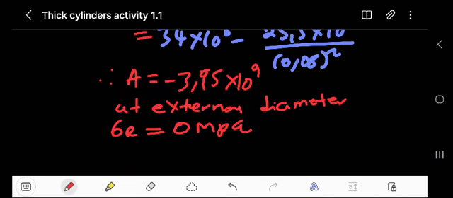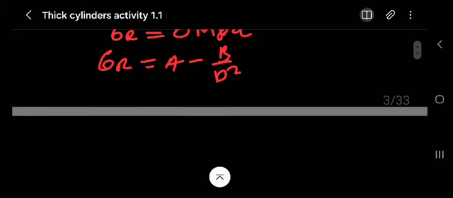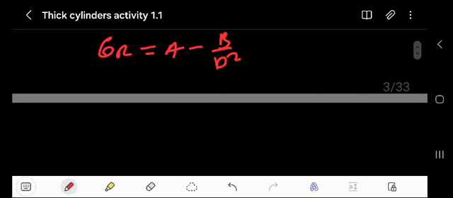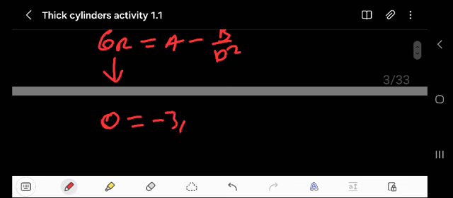So what is radial? It's a minus b over d squared. But we know that this is simply 0. The value of a is minus 3.95 times 10 to the power of 9, minus, so what is b?